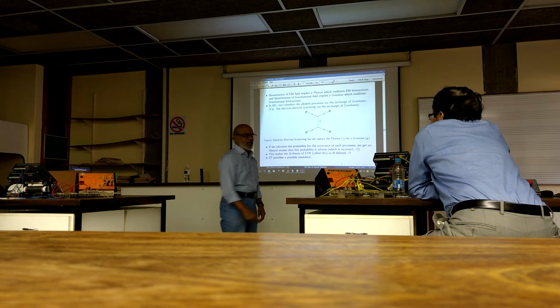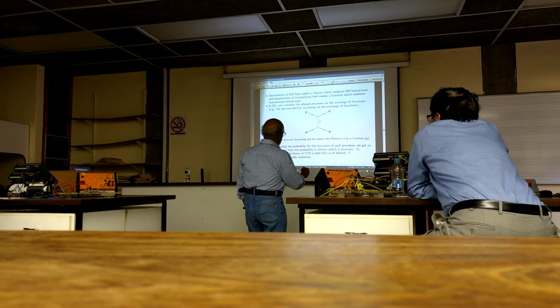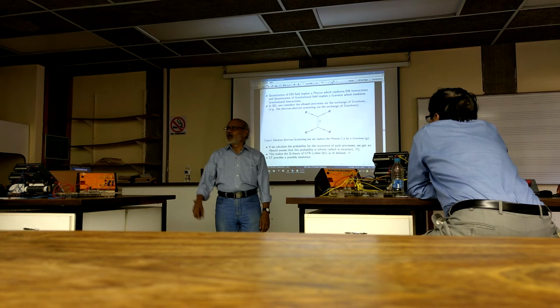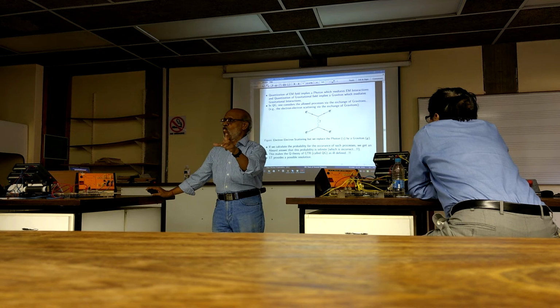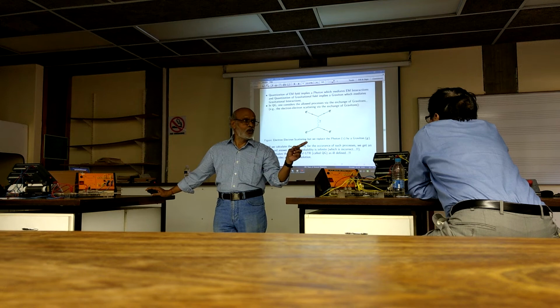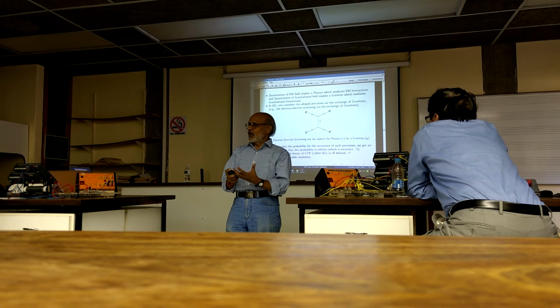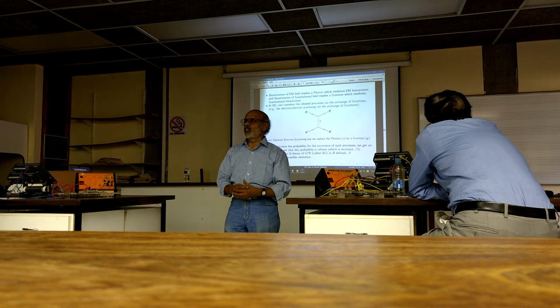Now for electromagnetic interactions, the Heisenberg uncertainty principle helps us, because the electrostatic force between the two objects is Q1 Q2 by R squared. So the force will blow up at R equal to zero. It will give rise to a singularity at this point. However, the uncertainty principle helps us to smear out this singularity, and you can get away. This process is called renormalization theory in quantum field theory. You can renormalize your theory.